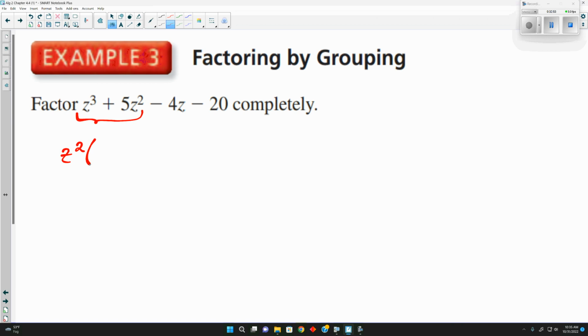If I factor z squared out of z to the third, I'm left with z plus. If I factor a z squared out of 5z squared, we're left with 5. Now I'm going to look at these next 2 here. Negative 4z minus 20. Is there something in common with both? Negative 4. Now if I factor a negative 4 out of negative 4z, I'm left with a positive z, yes? Negative 4 factored out of negative 20 is going to make it plus. And if I divide 20 by 4, I'm left with 5.